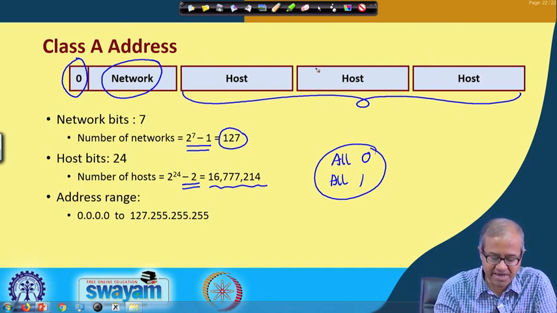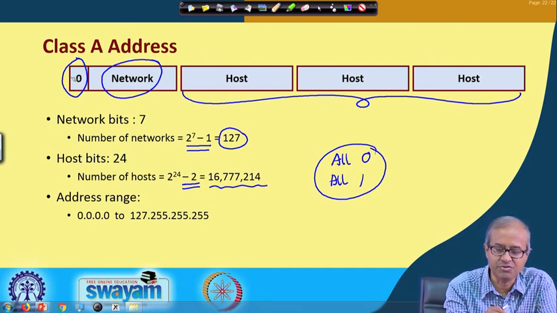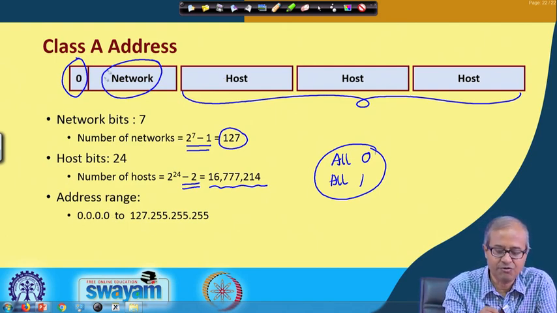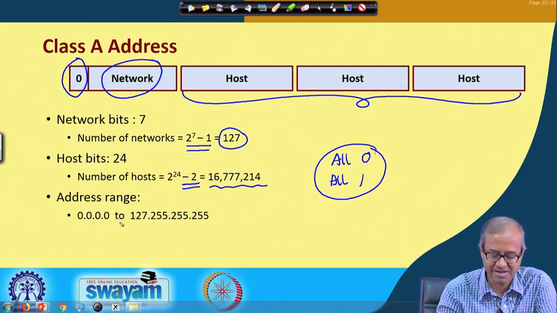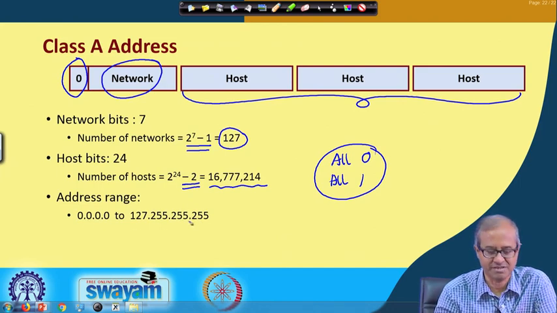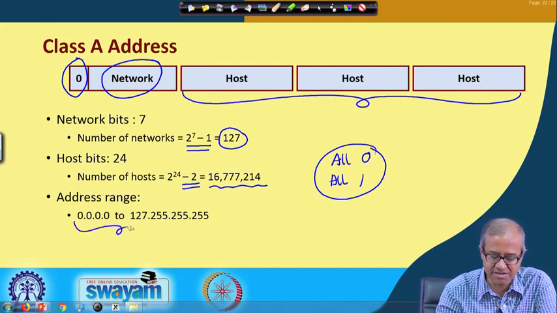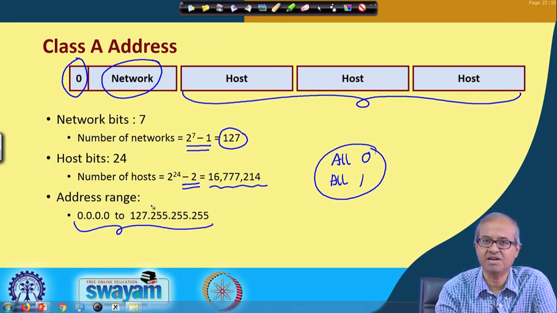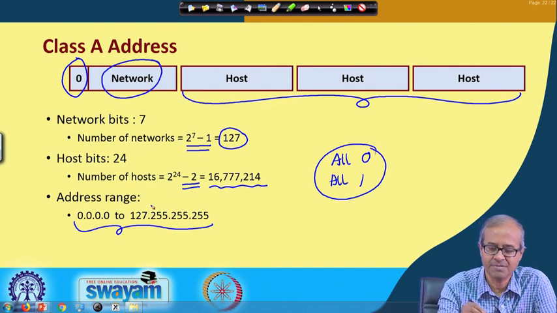And if you look at the address range, the first bit is 0 and you can have all 0, so 0.0.0.0, and 0 followed by all 1s comes to 127.255.255.255. This is in dotted decimal notation. So, just by looking at the address, you can know that if it is in this range, it is a class A address.